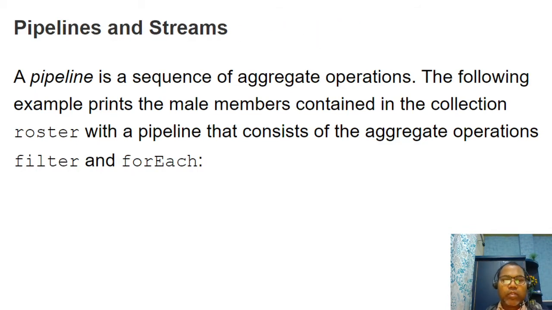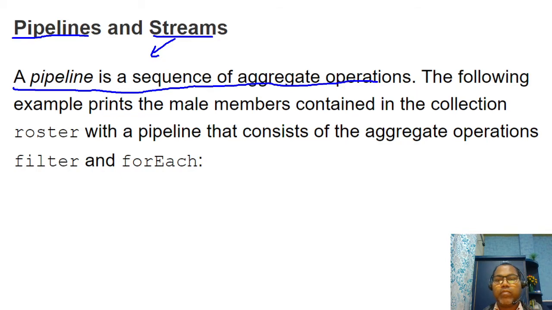Let's first discuss what a stream is, then where we are going to use streams, and then we'll talk about the pipeline. A pipeline is a sequence of aggregated function operations. We'll look at what an aggregated operation is, such as filter and forEach. These are kinds of operations.